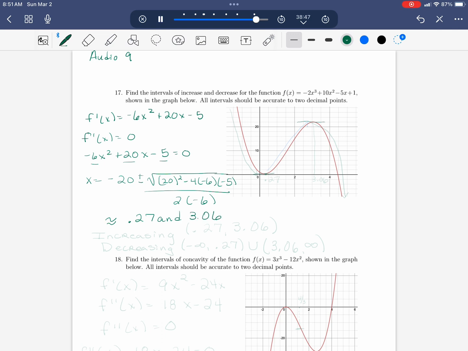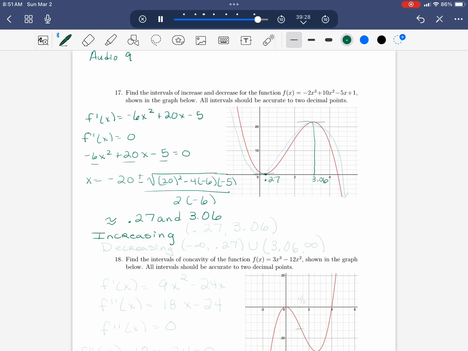Alright. So it's wanting to know all the increasing and decreasing areas for the following function. Our critical points where the slope is 0 are 2.27 and 3.06. So we can see on the graph it's increasing. We'll say that point is approximately 0.27 and that critical point is 3.06.